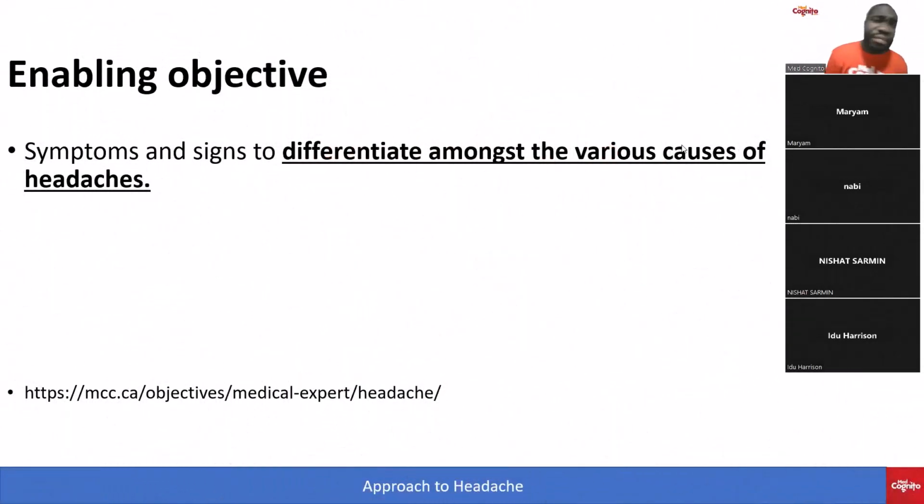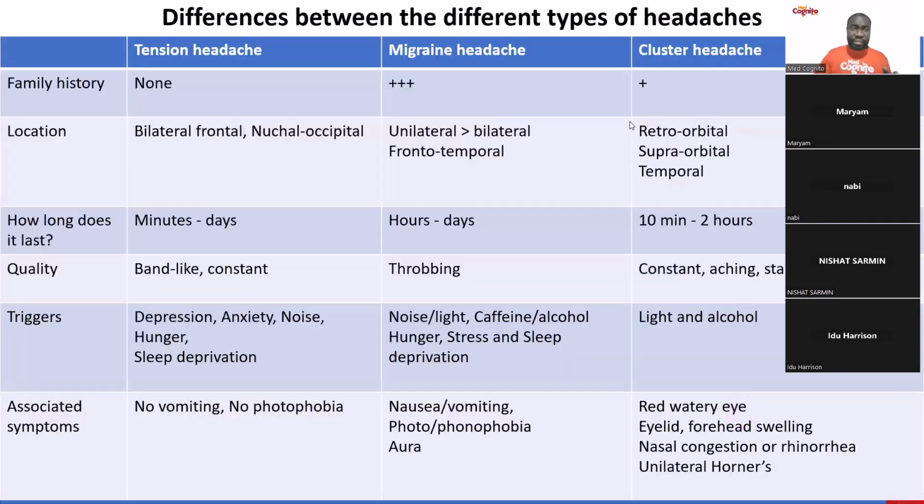We are still on the subject of headache, and we are looking at one enabling objective. You have to look for signs and symptoms to differentiate among the various causes of headaches. So that's where we are moving towards. We've looked at the history, some of the red flag signs, and the physical exam. Now we are going to look at signs and symptoms to differentiate among the various causes of headaches.